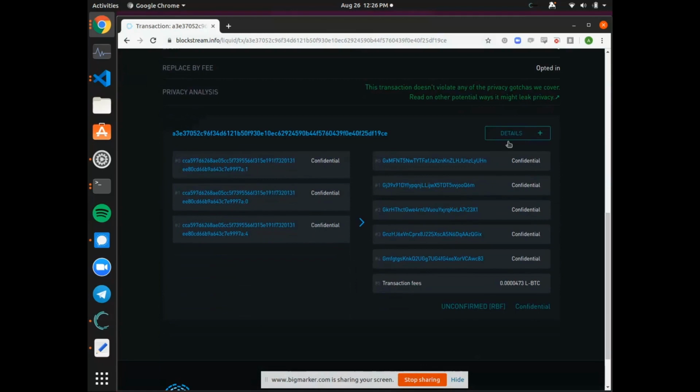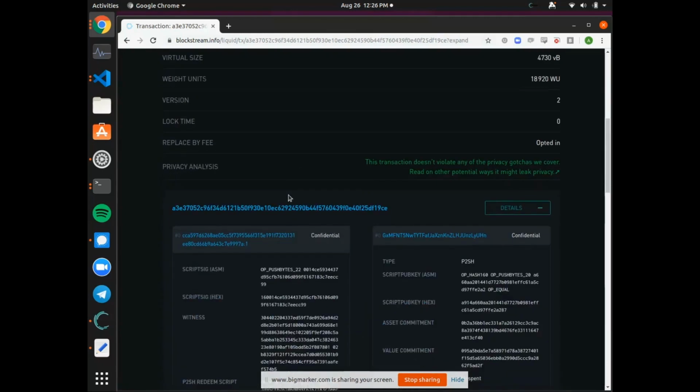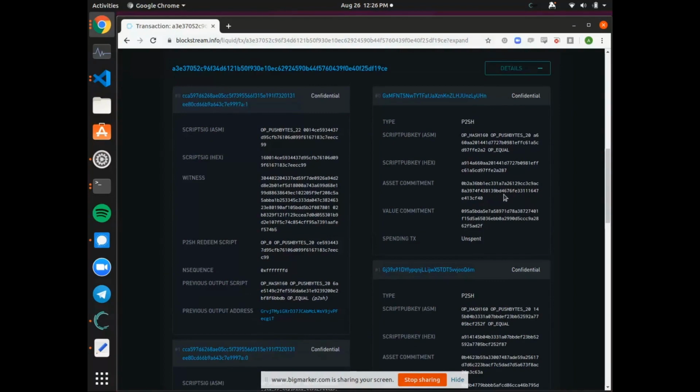And as you can see, looking at this transaction, I really don't know much about it. I can go into the details here. I don't know what asset it is. I don't know the amount of it. All the information about this is completely hidden from the public view.